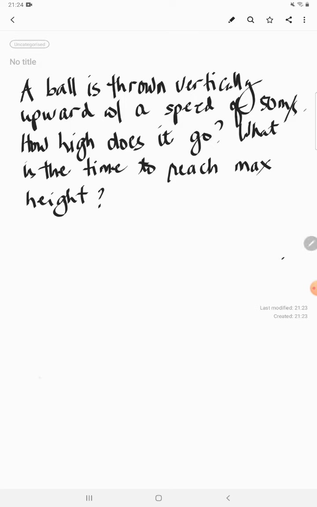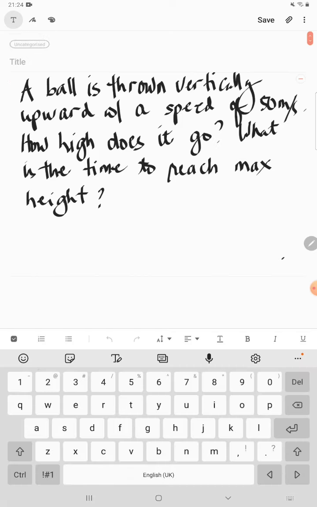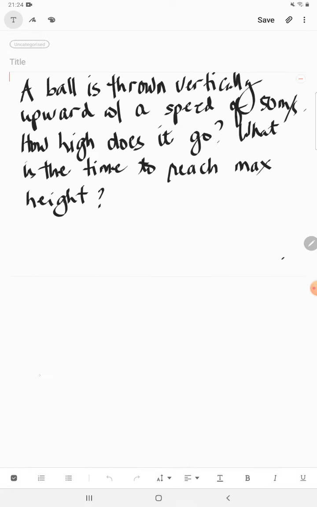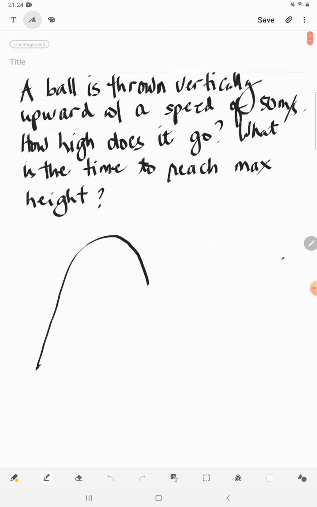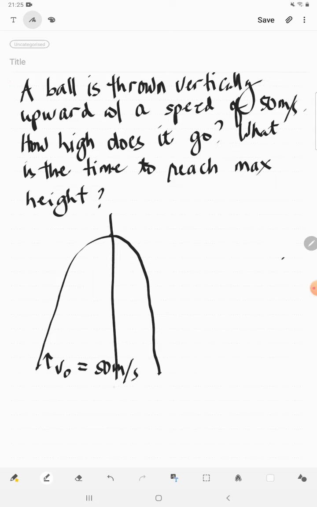You will see here that a ball is thrown upward, it reaches maximum height and it goes back. When a ball is thrown upward, there is an initial velocity which is simply equal to 50 meters per second. Let's say this is the maximum height, so v at maximum height is equal to 0. The question is, how high does it go? What is this h?